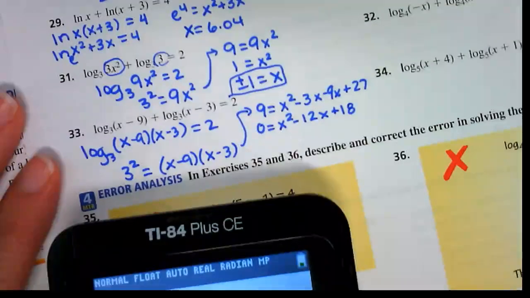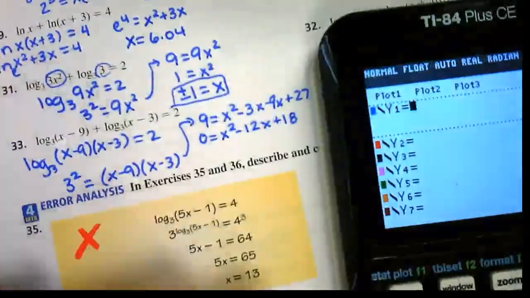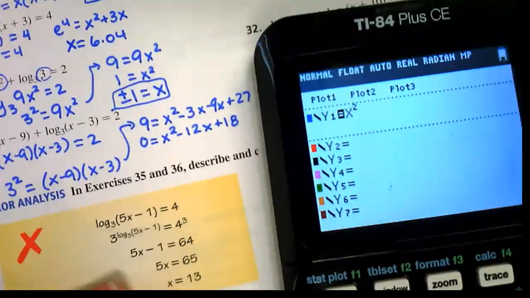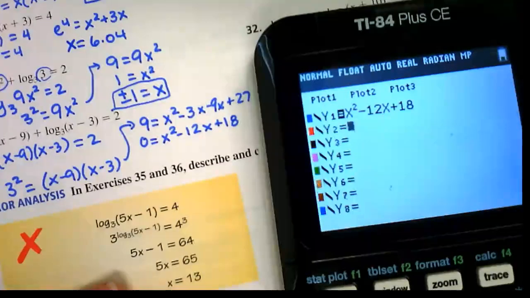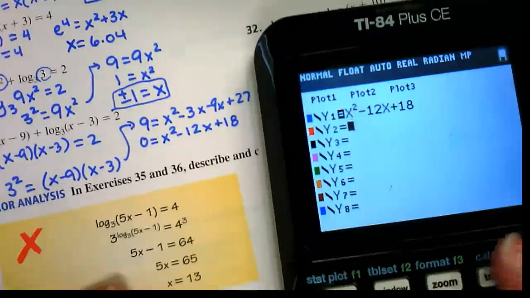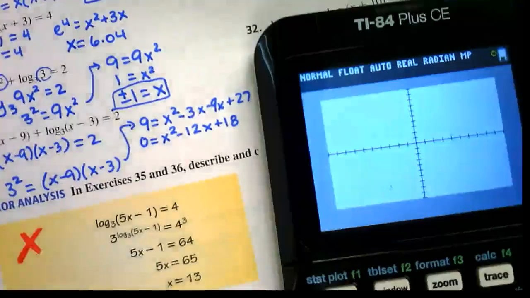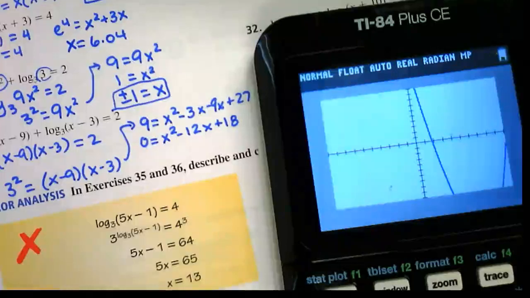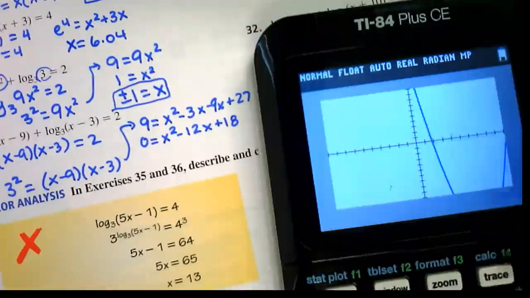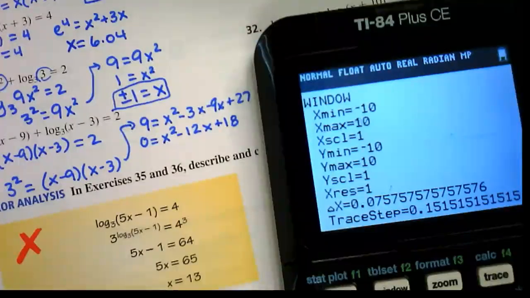So I can clear out what I have here. To solve this, I would just type this into my calculator. And remember, solutions, roots, and zeros all mean the same thing. So when I graph this, let's go back to our standard window. When we graph this, we have a parabola. I don't see the whole thing, so I know I'm going to have to change my window to go over a little bit more.